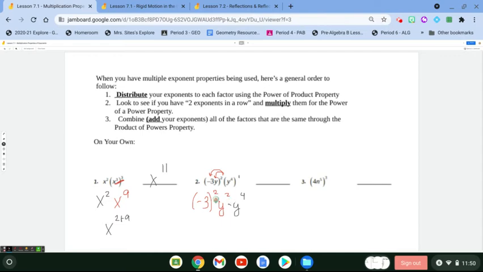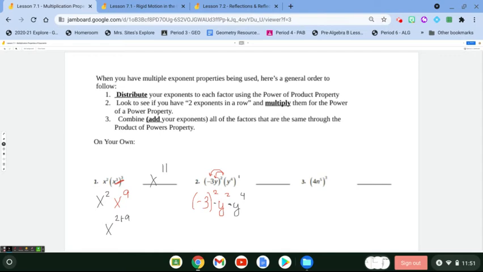I'm going to put multiplication dots in between here because I think that's going to help me separate everything and keep everything nice and neat. Okay, now I don't see two exponents in a row in this one, so I'm not going to be multiplying any exponents together. So my last thing I'm looking for is any factors that might be the same. I'm going to be combining them together by adding my exponents.